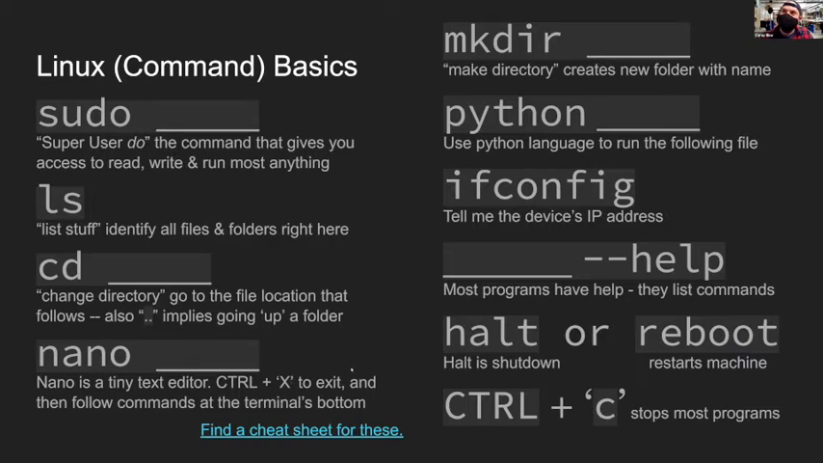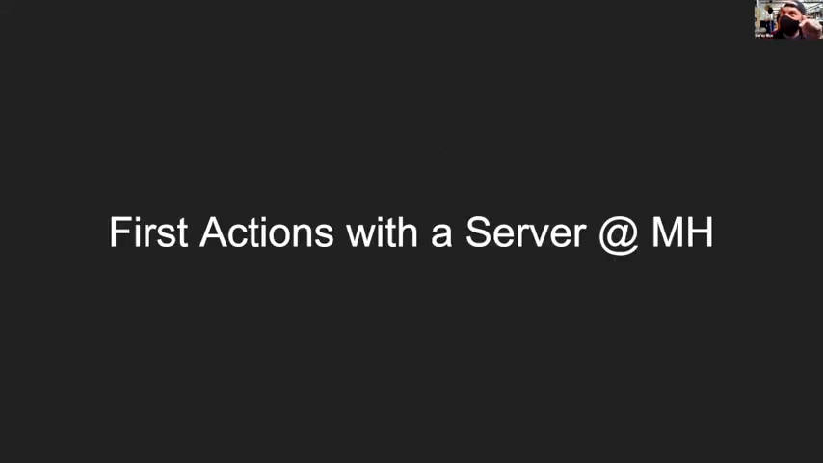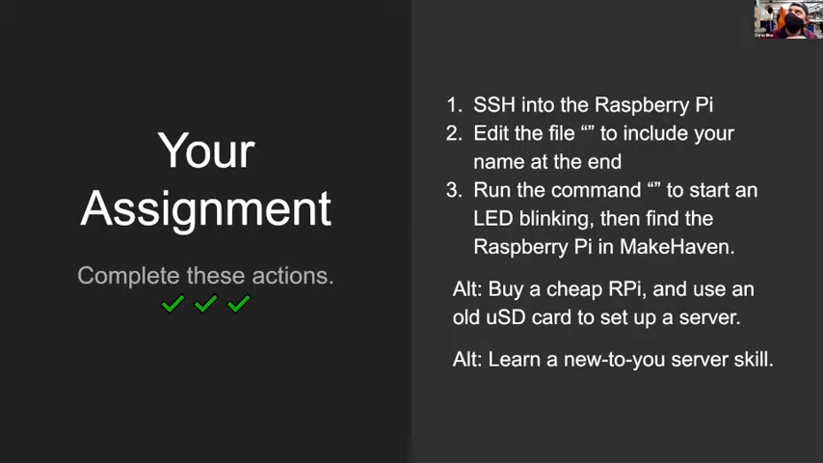There's a whole cheat sheet on these to really go a lot deeper. But that is the core assignment: I'm hiding. So this is the Raspberry Pi that's hidden. I've been connecting to it. And so your goal is going to be to SSH into the Raspberry Pi, to edit the file Corey was here.txt, to include your name at the end, just so that we can see everybody was there. You can leave a happy message if you want.